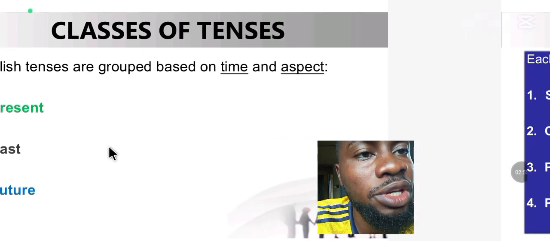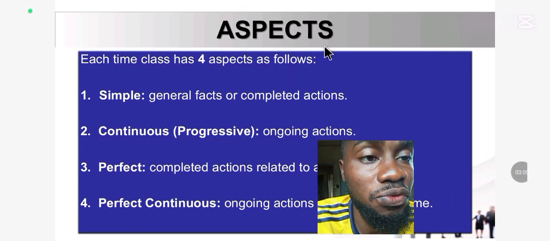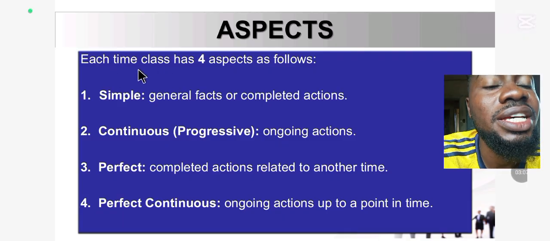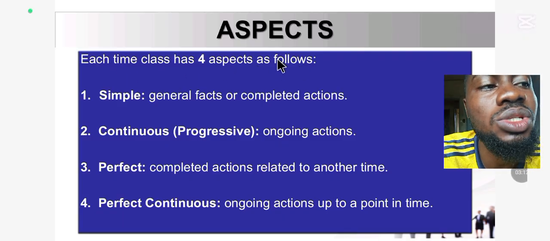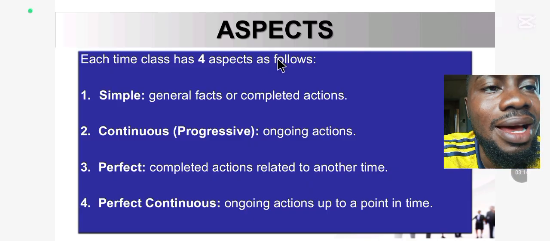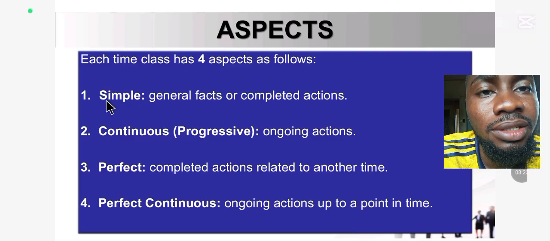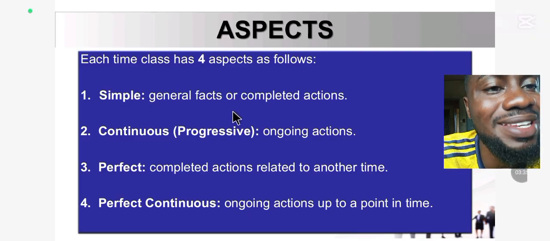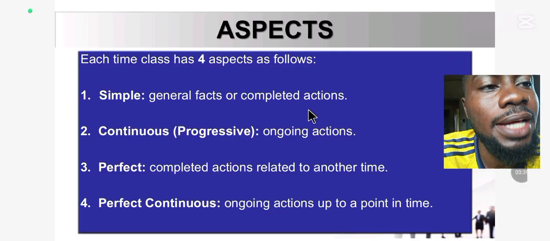Okay, moving on, let's look at the aspects. Under the aspects of tenses, each time class has 4 aspects as follows. So each of those time classes we earlier listed has 4 aspects, which we are going to list here and define. The first aspect is simple. This aspect means general facts. It's a fact or completed action.